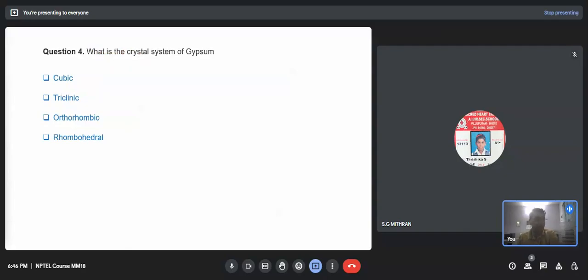So we'll move toward the next question. Here the crystal system of gypsum, it is a calcium ore, so it has an orthorhombic crystal system.